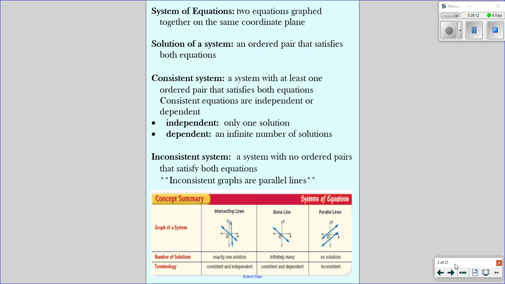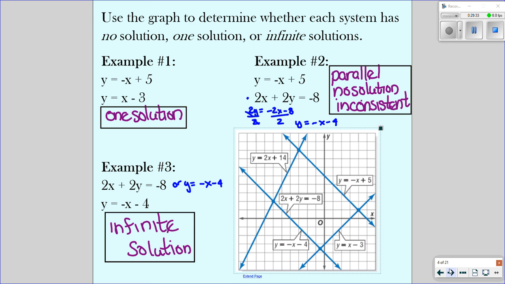Consistent is broken down into dependent and independent. So independent means there's only one solution. Dependent means that there's many solutions, infinitely many solutions. And inconsistent means there's no solution at all. And parallel lines are the only type of graphs where there's an inconsistent system. And when it comes to looking at the graph, you look at what the lines are doing. Again, one point, one solution. Parallel, no solution, inconsistent, and infinitely many solutions is dependent and consistent.